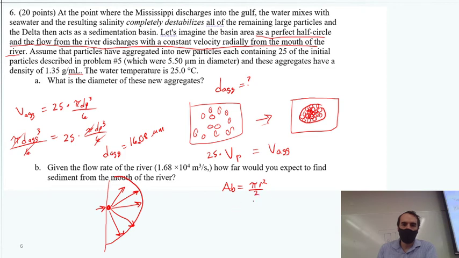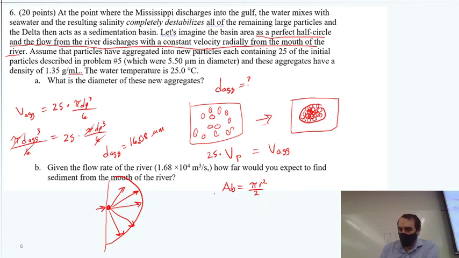Or we can also say pi diameter squared divided by, instead of 4, this would be divided by 8. Okay. So then what we need to do is relate this distance here to find that radius, and it's probably better just to leave it as the radius because we don't really need the diameter this time.